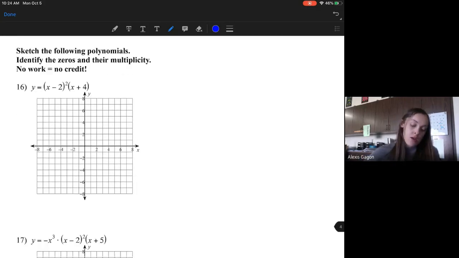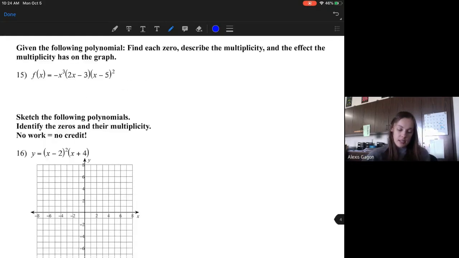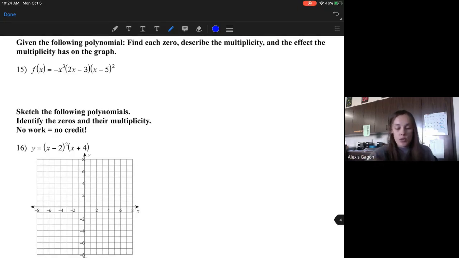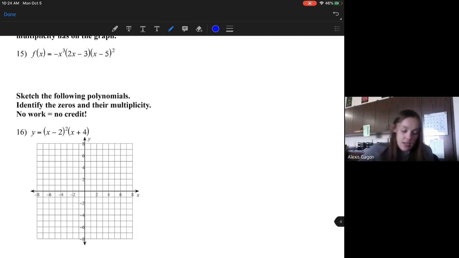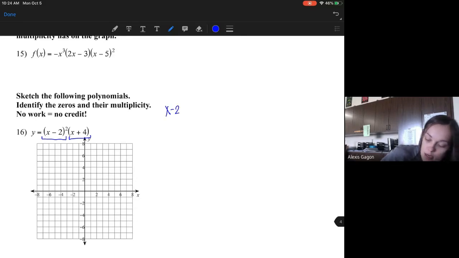Let's do this one. So here, 15 is doing what we did, like all the beginning stuff to actually graphing it. So I'm just going to do 16 because that tells you how to do 15 also. But here we want to find the zeros and their multiplicity, and then we want to put it onto a graph. So to find the zeros, I'm going to set everything with an x equal to 0. So I'm going to set this equal to 0 and this equal to 0. So I have x minus 2 equals 0, and I also have x plus 4 equaling 0.